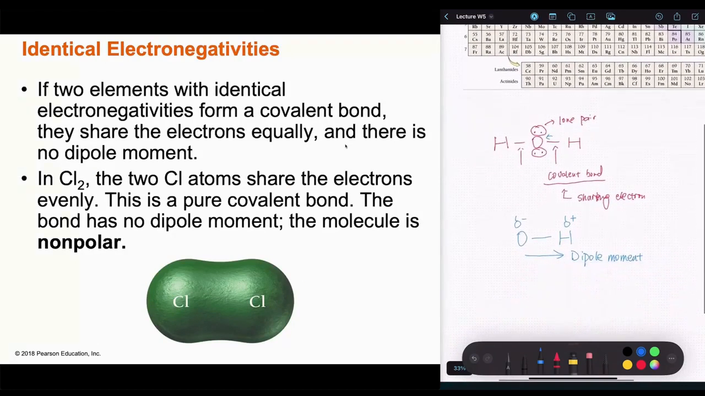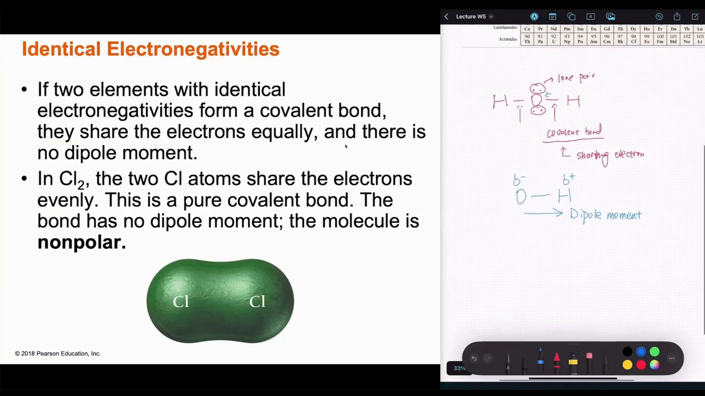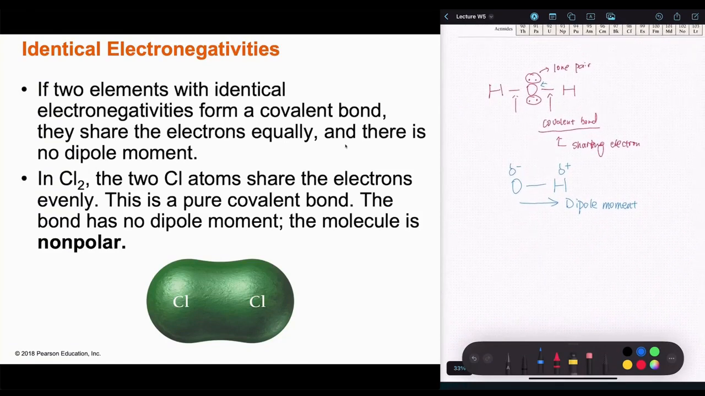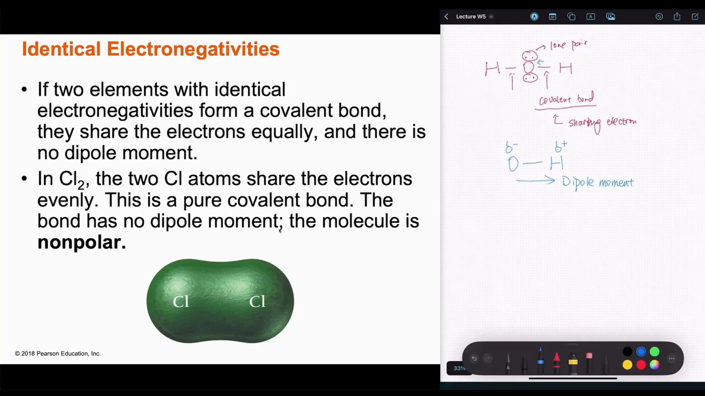So now probably you'll be curious: what if we have two elements with exactly identical electronegativity? For that case, for example, all the diatomic molecules, such as chlorine, oxygen, nitrogen, or hydrogen. These molecules are all diatomic molecules with exactly the same atoms forming a bond.